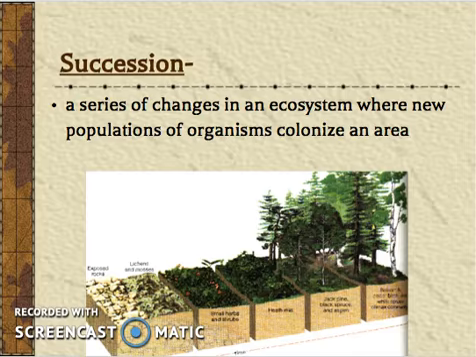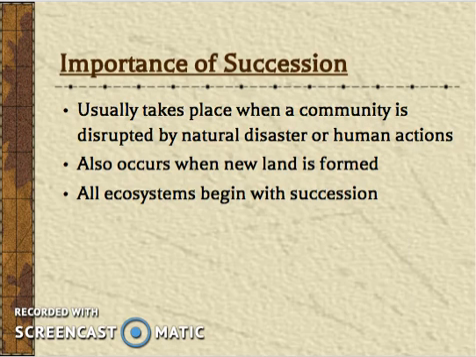So why is succession important? Anytime there's any sort of disruption in an ecosystem, so this could be a natural disaster, this could be human actions, okay, succession takes place in order to get the ecosystem back to where it was before that disaster. Succession also happens when new land is formed. So pretty much every place that you've ever been, whatever that ecosystem looked like, it was formed by succession.